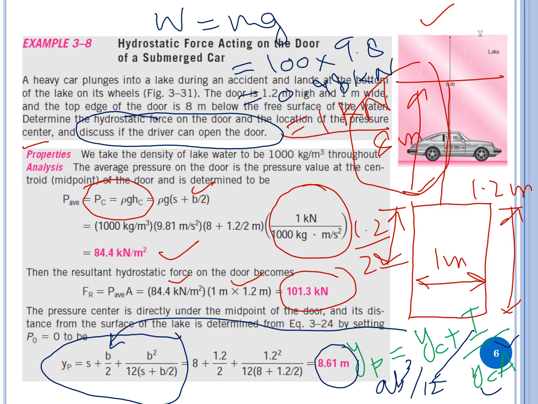Now, if a driver wants to open the door, what he needs to do is slightly open the window and let the water come inside the car. And he has to keep his head high so that he can breathe. When the inside of the car is filled with water, the situation will be like this. It will be a rectangular plate that has equal pressure on both sides. And then the driver will be able to open the door just like he can open it in the air.